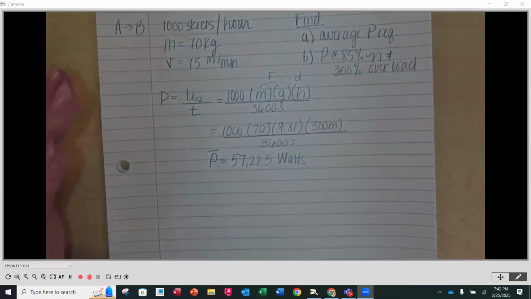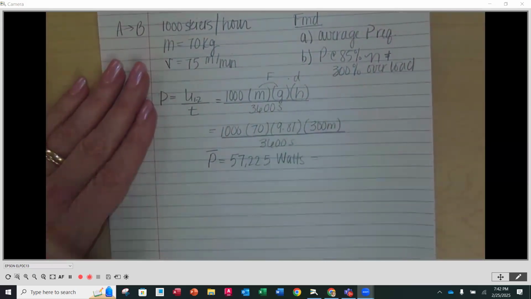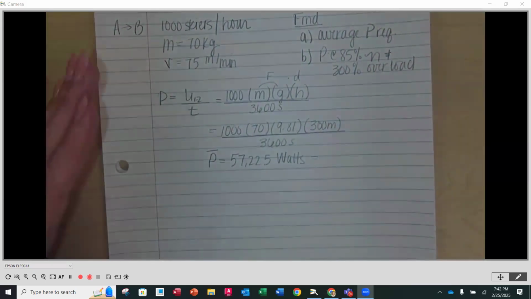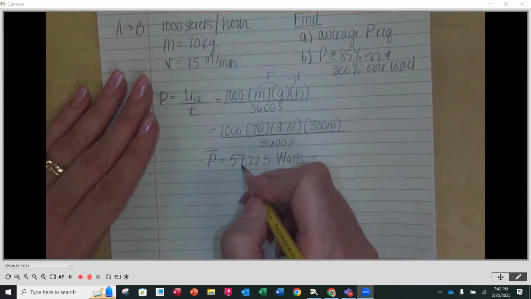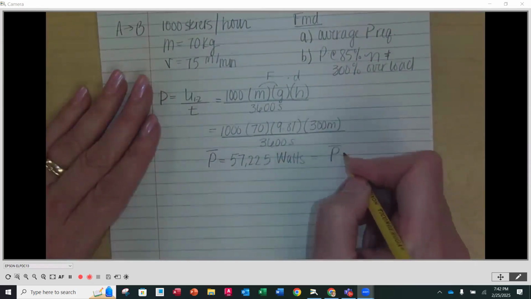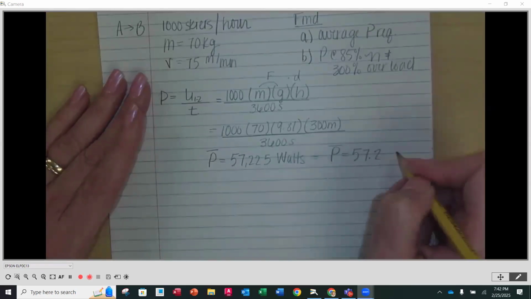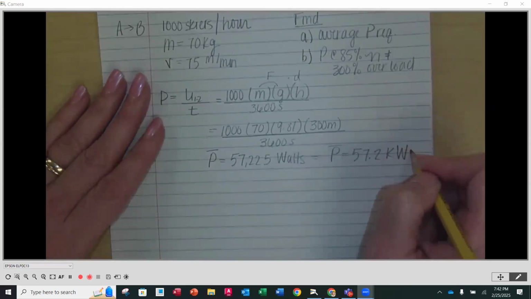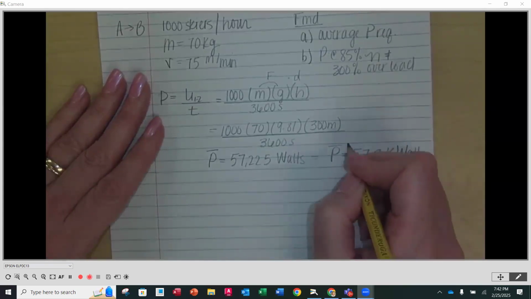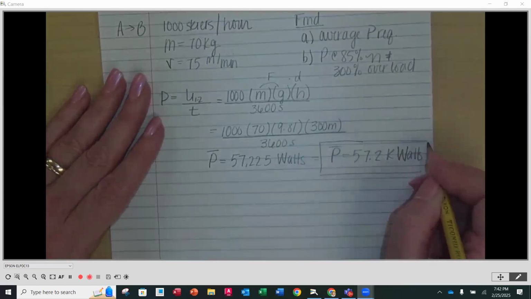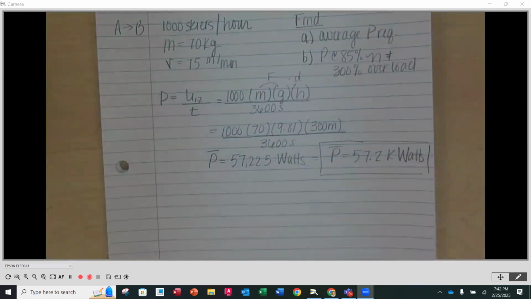And a lot of times we express power in kilowatts. So you could just move that decimal three places to the left, and our average power would be 57.2 kilowatts. And that would be our answer. Whether you express it in watts or kilowatts, it's the same.